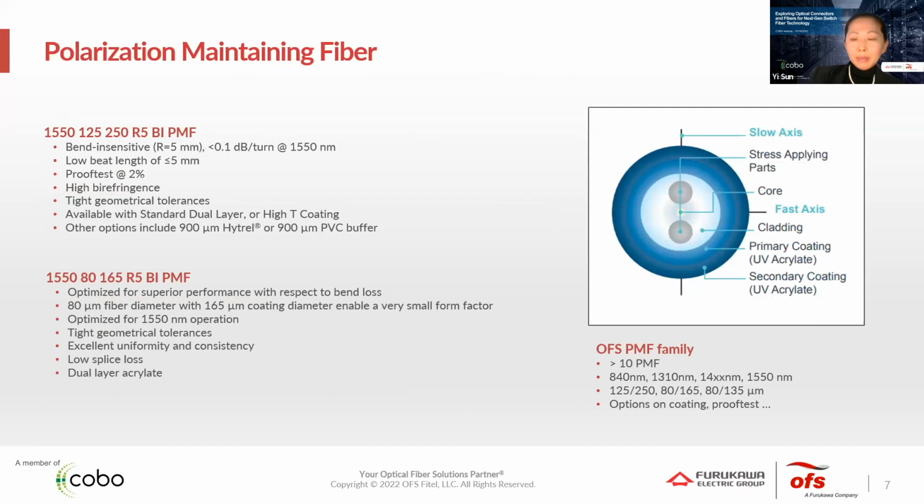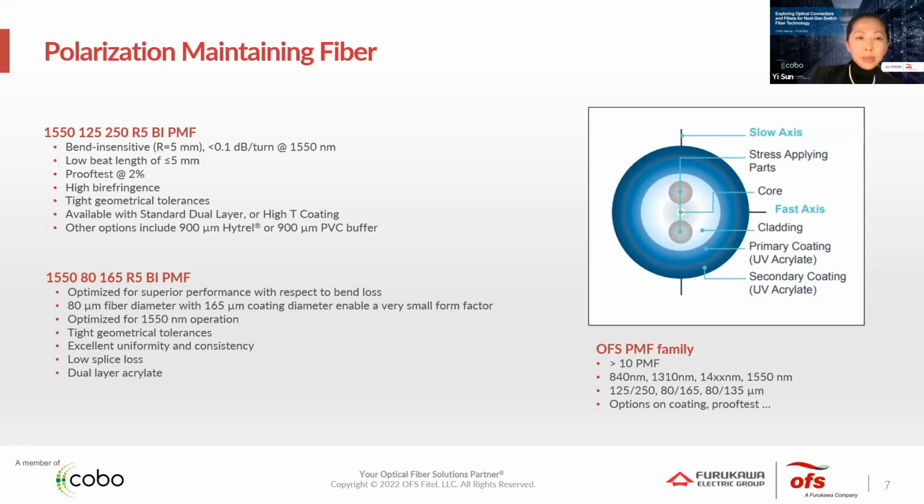The polarization maintaining fiber uses a stress rod to lift the polarization degeneracy. There are many polarization fiber products that cover applications in a wider spectral range, 840 nanometers, 1310, 1400-something, and 1550, and also have different fiber dimensions. And here I highlighted two optimized for OBO type of applications.